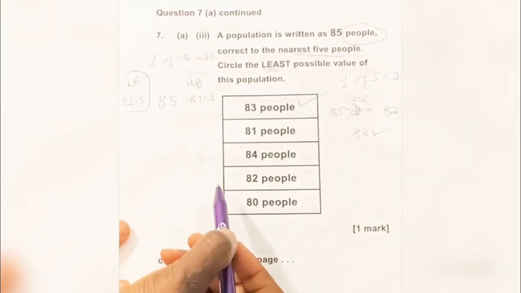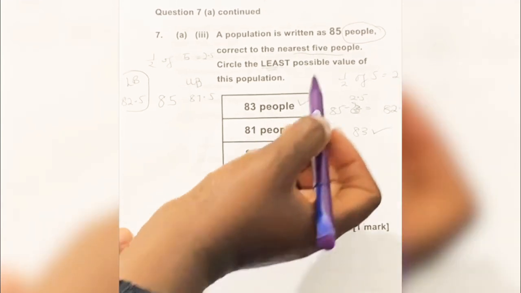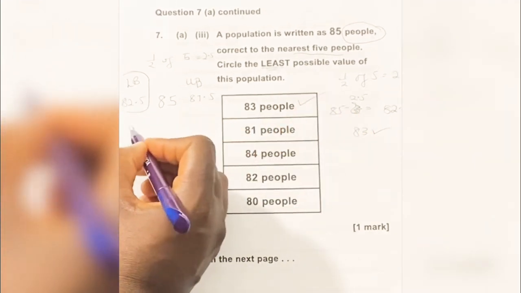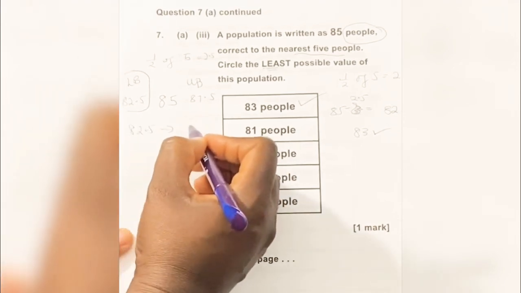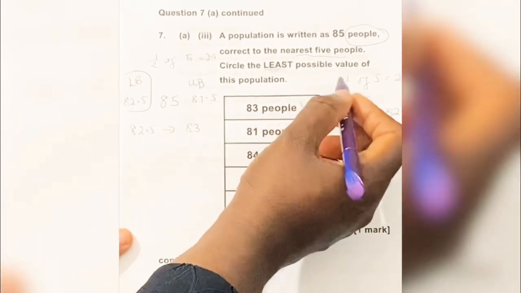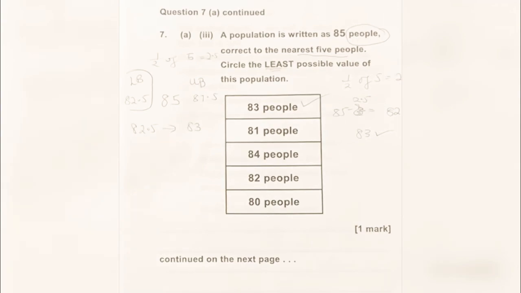But because we're talking about human beings here, we're talking about people, you can't have 82.5 people. So we're just going to round that to the nearest whole number. That's going to be 83, and I'm going to go with that one, 83.